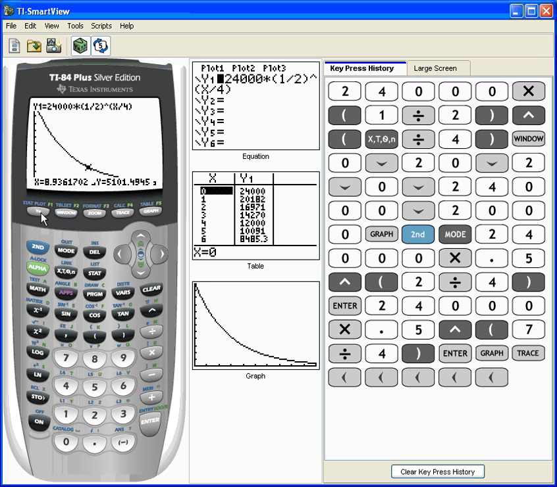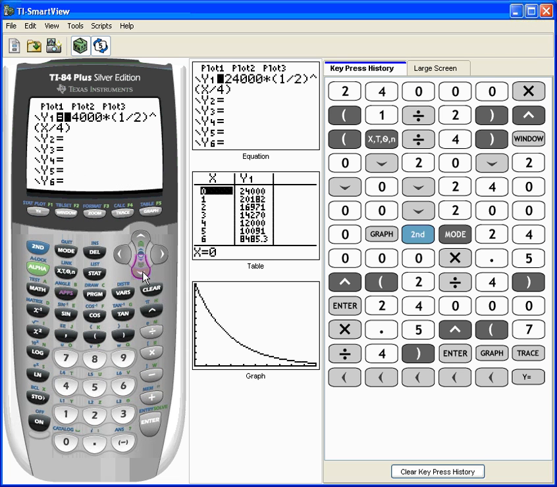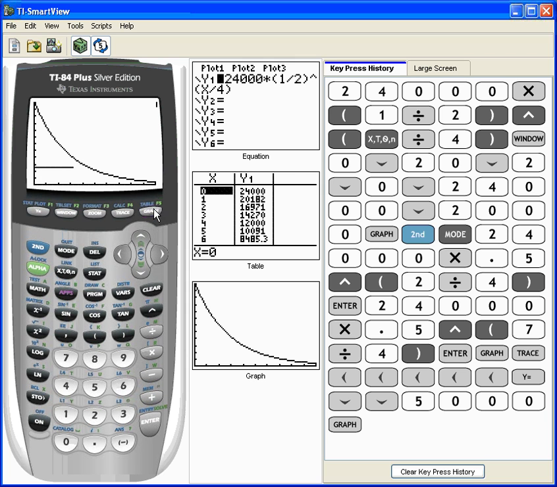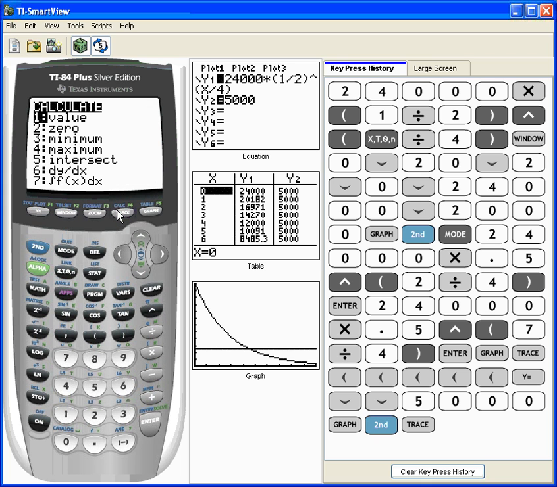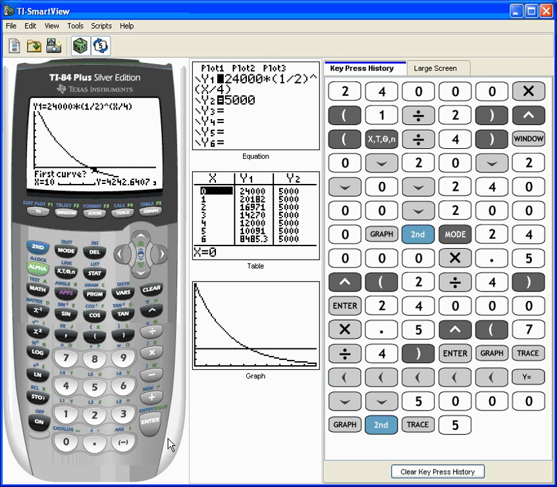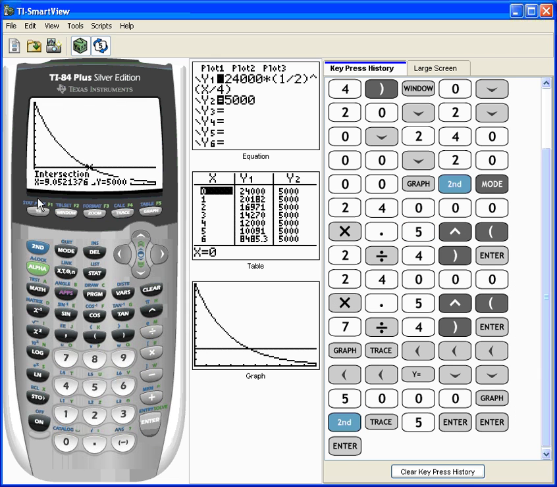To find the exact value, however, it's best to go back to this equation and then just type in the value that you're interested in seeing where it is exactly. In this case, $5,000. And then when I graph, I'll get a straight line right at that level, and I can find where these two cross by just going to second, trace, and then intersect. Option number 5 is the intersect in our calculate, and then I just say yes, that's the first curve, yes, that's the second curve, and then hit enter, and then I get the exact intersection point at 9.05 years. So a little bit more than 9 years will be $5,000.